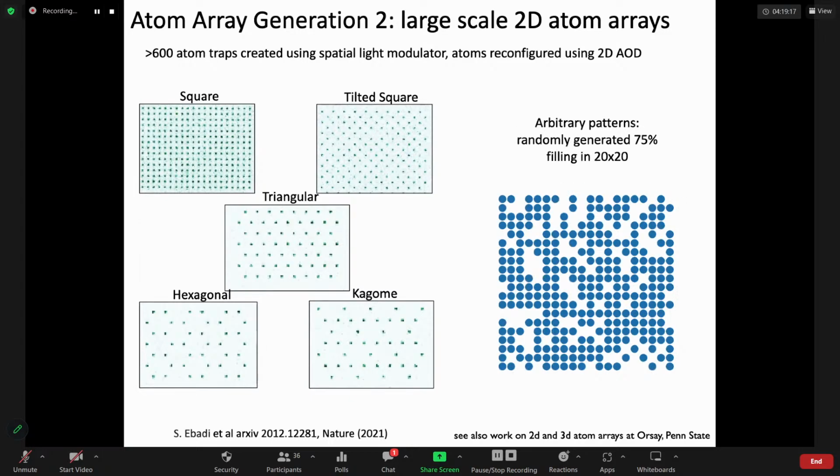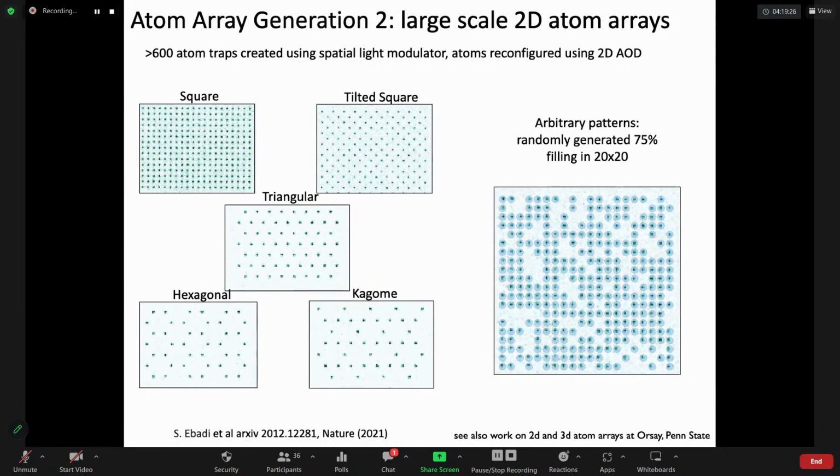We can also, for example, start with arbitrary patterns. So for example, this is a pattern that you would like to create, and then you press a button, and here is the atomic structure which emerges. And so, as I said already, we started with about 600 traps and ended with about 300 sorted atoms. Each trap is filled in this case with about 99.5% probability.